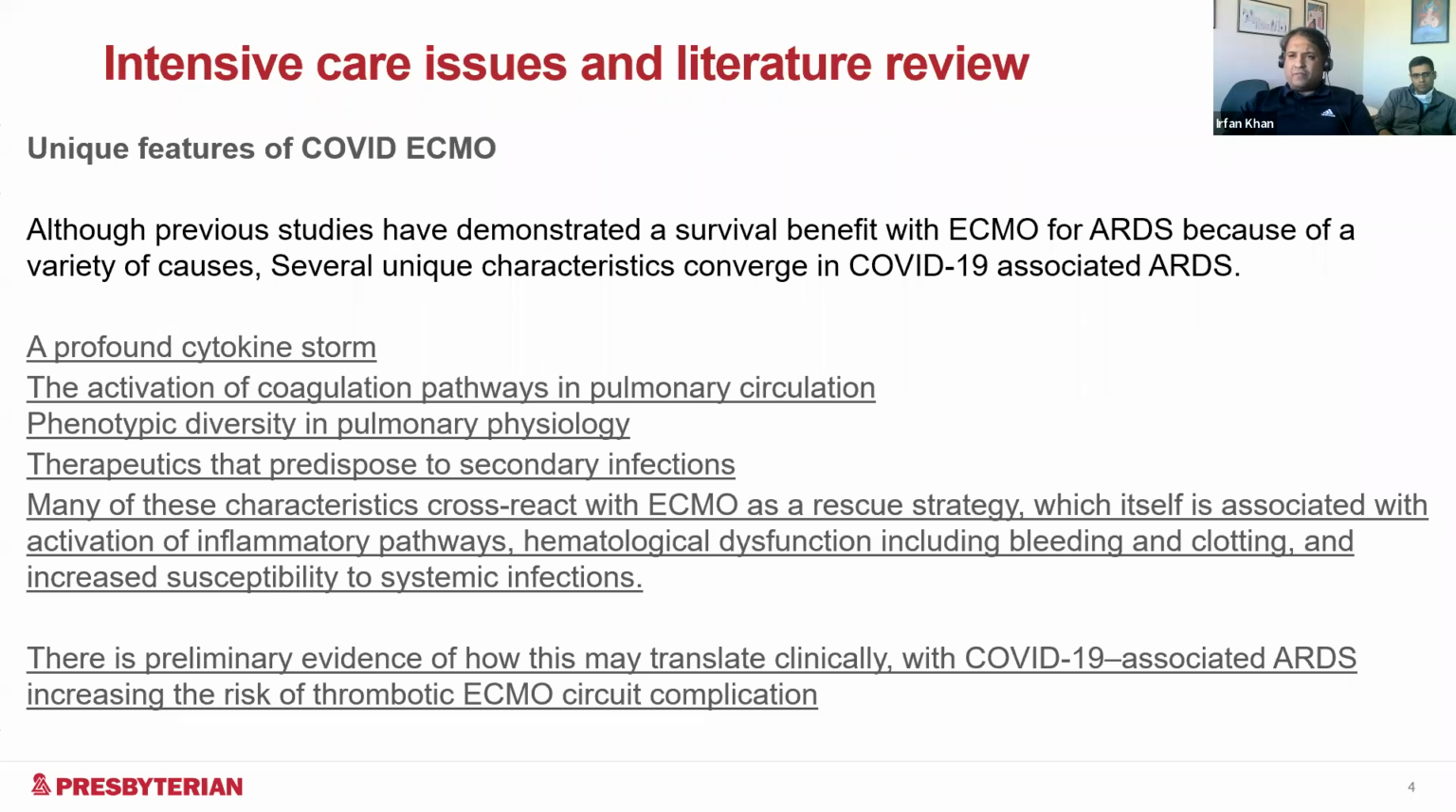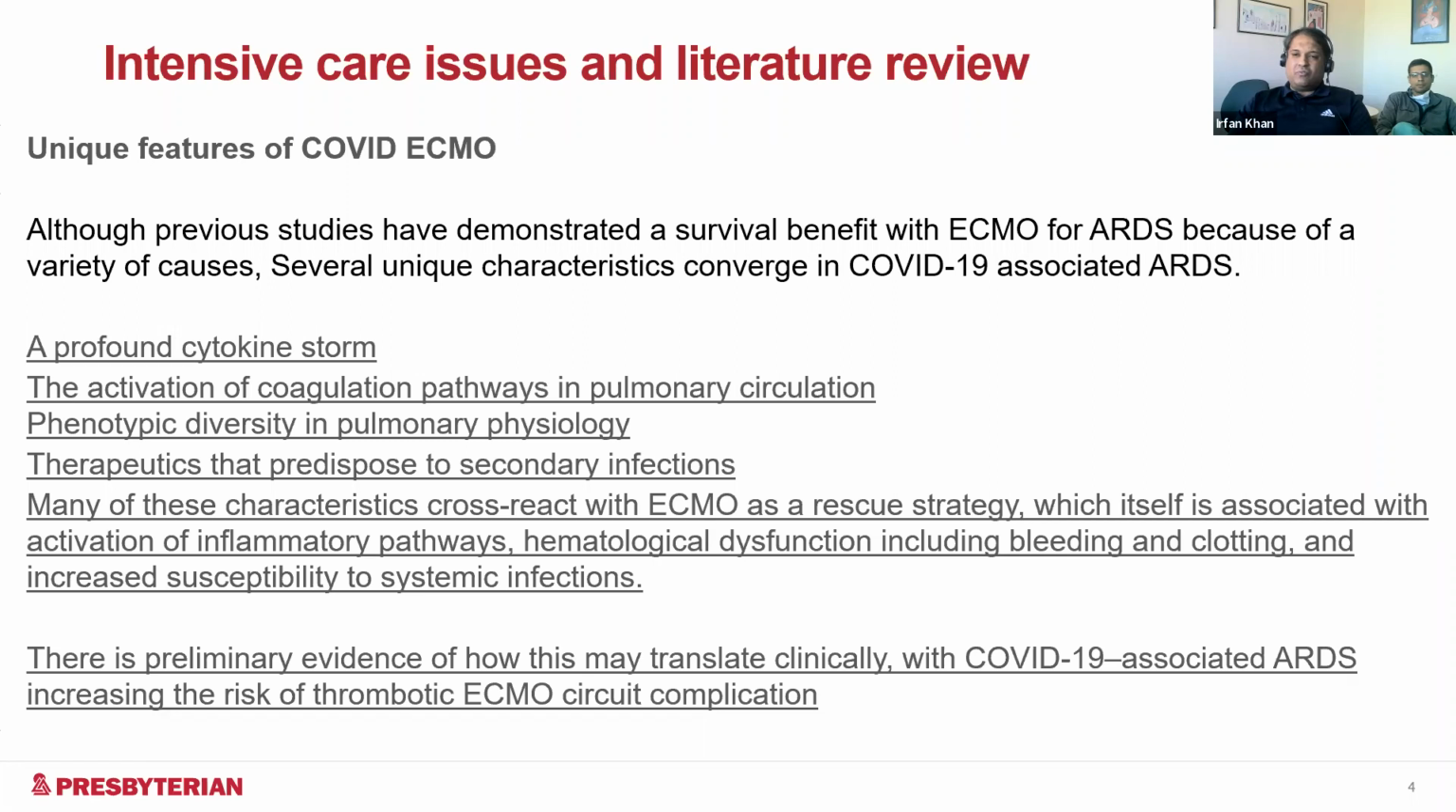What are the unique features of COVID ECMO? So this is basically called CARDS these days. What exactly is happening in these patients? There's a profound cytokine storm. It's huge. There's some variation in how severe this is in different patients, but invariably we have seen that it's somewhat profound. The activation of the coagulation pathways in the pulmonary circulation is huge.